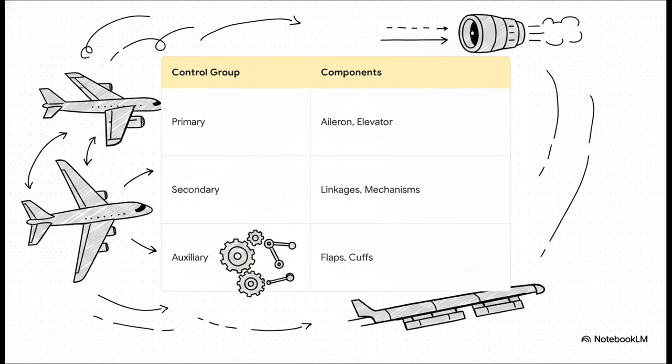And honestly, it's pretty fascinating. Even engine controls are technically considered flight controls. Why? Because changing your thrust directly changes your speed, which completely alters how the aircraft flies. But for our aerodynamic surfaces, we stick to these 3 groups.